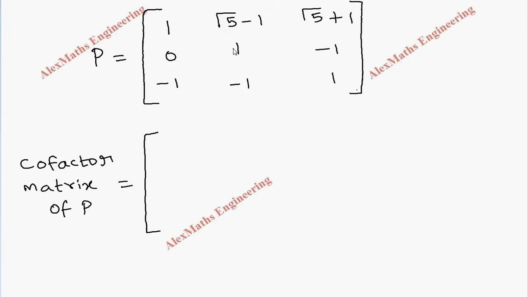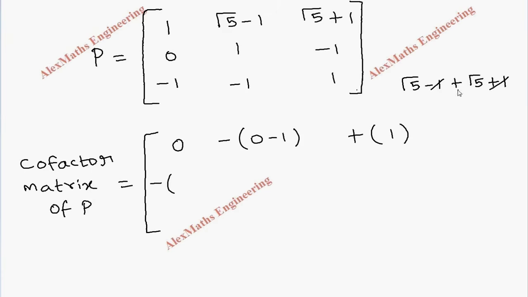First element, this will be 1 minus 1, which is 0. Then for second element, we have to take the minus sign. Then this is 0 minus of 1. Then third element plus 0 minus of minus 1 plus 1. Then coming to this minus, we have to multiply this. So root 5 minus 1 into 1, then minus of product of this. So we get root 5 minus 1 plus root 5 plus 1. After cancelling this, we get 2 root 5. So this will be 2 root 5.